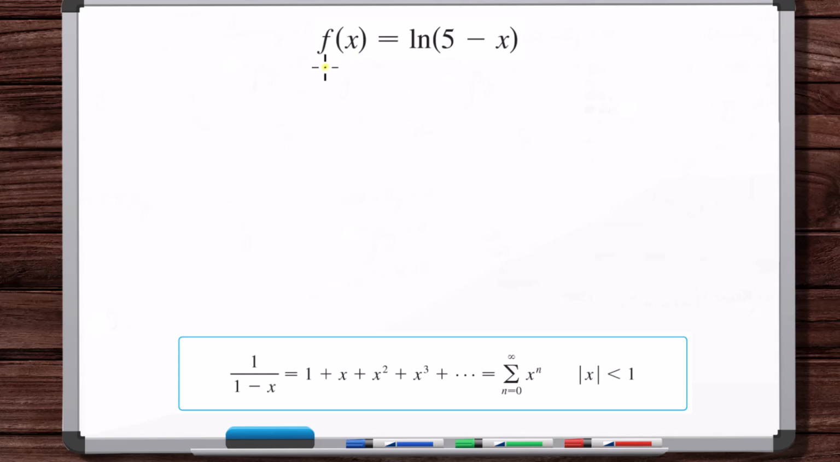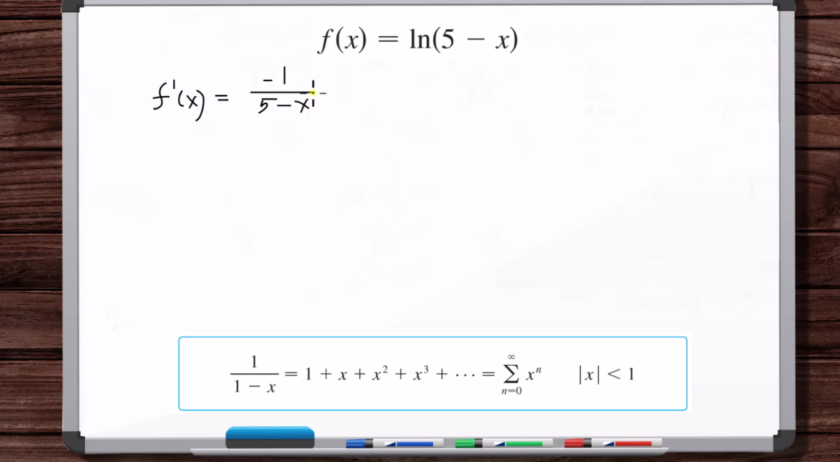All right, so if we look at this function, what we notice is that f prime of x is equal to, so what's the derivative of this? You have 1 over 5 minus x times the derivative of 5 minus x, so minus 1 over 5 minus x. And we notice that this form here is similar to this form. So what we're going to do is represent this derivative function as a power series, just like we did in the previous video. And then we're going to integrate that power series to get back here.